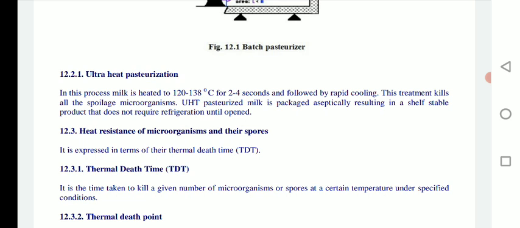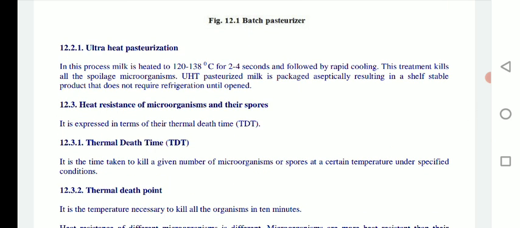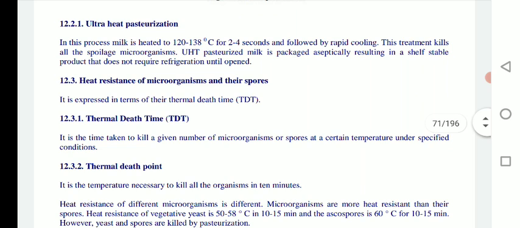Especially this type of treatment is utilized for milk as well as other milk related products, and this treatment kills all spoilage microorganisms. Ultra high temperature pasteurized milk is packaged aseptically, resulting in a shelf stable product that does not require refrigeration until it is opened. So with this kind of treated milk, we can keep milk for a longer period, it does not require any kind of refrigeration, and until we open it, it cannot get spoiled.